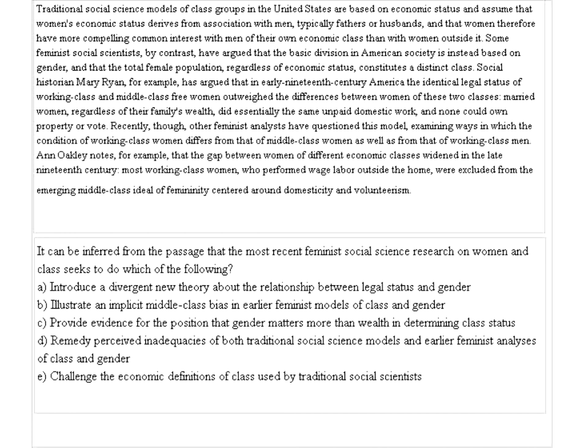Let's talk about it. The first thing you want to do is properly locate the stuff that we're talking about. If you picked A, then you were not looking at the right stuff. The most recent research is not Mary Ryan. It's this one. So the problem with A is that A is in the wrong place. Legal status is up here, and this is the only place in this passage that anybody ever talks about legal status. So A is wrong because the most recent analysis, as far as we know, doesn't talk about legal status at all. Smiley face if that makes sense.